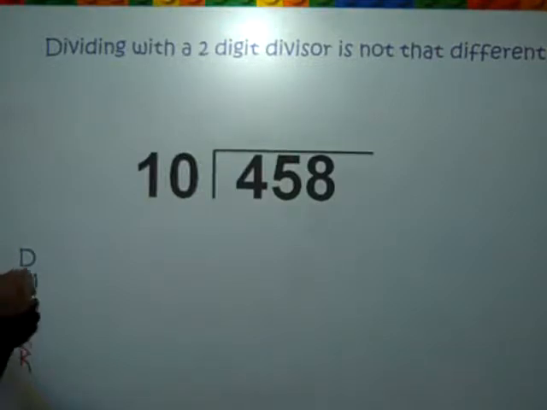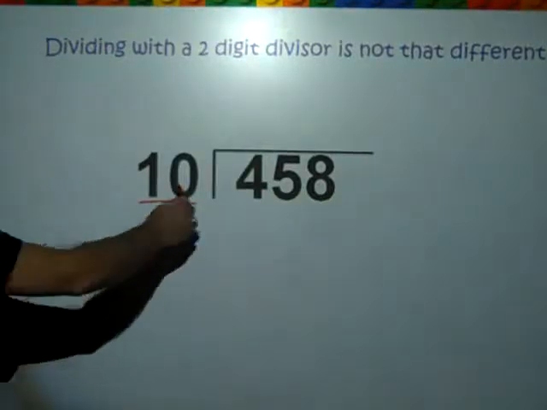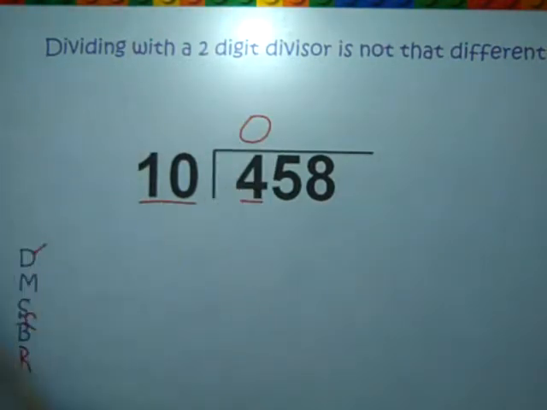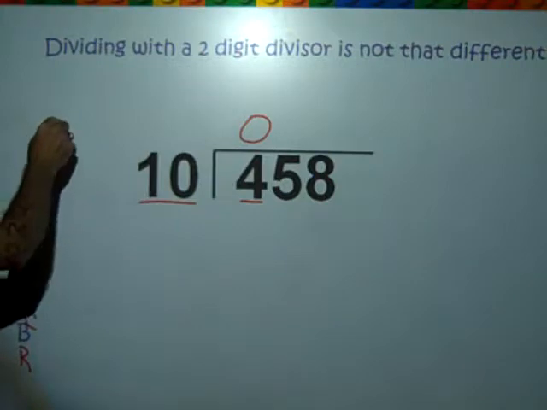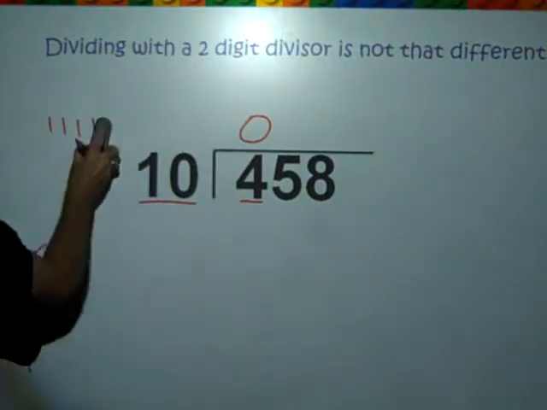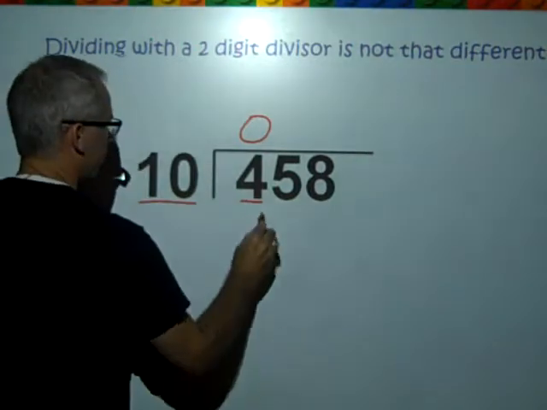So we start with that D for divide. We're still dividing by our divisor. I cannot make a group of 10 out of 4, so I can make 0 groups of 10 out of 4. If I have 4, can I circle a group of 10? Well, absolutely not. I only have 4, so it's not enough. So I go to the next digit.